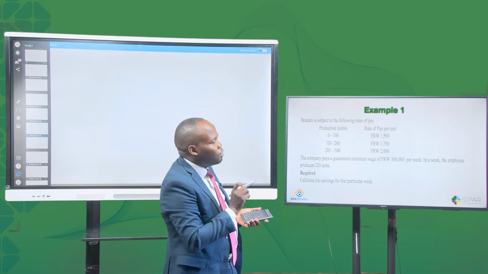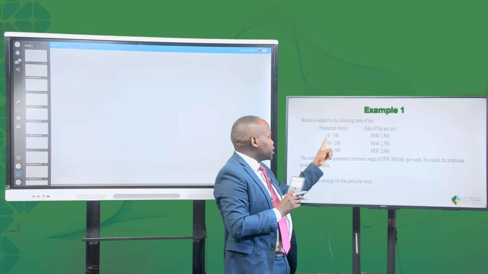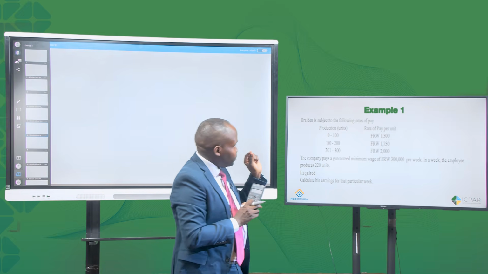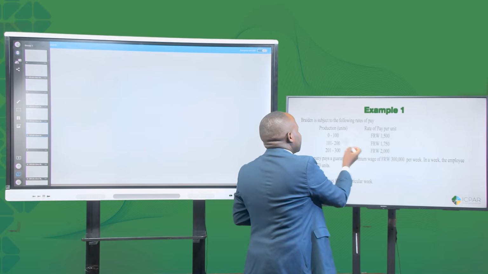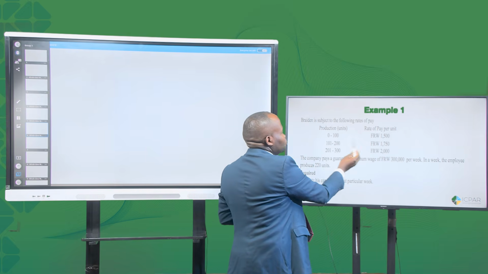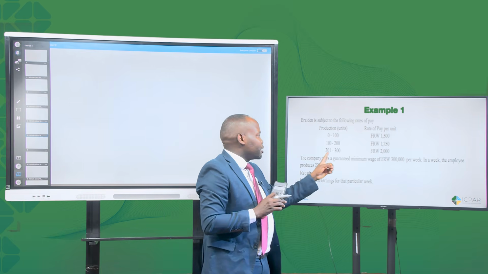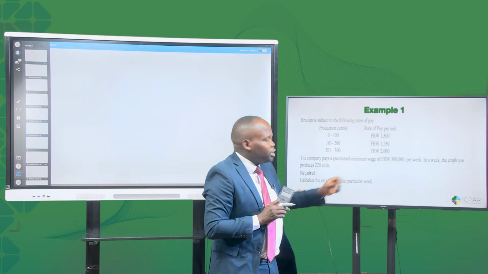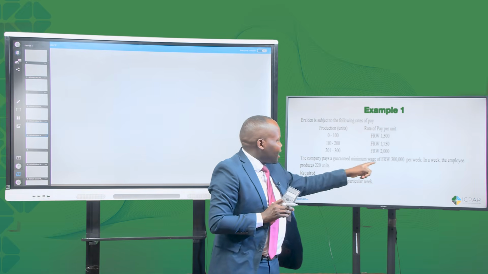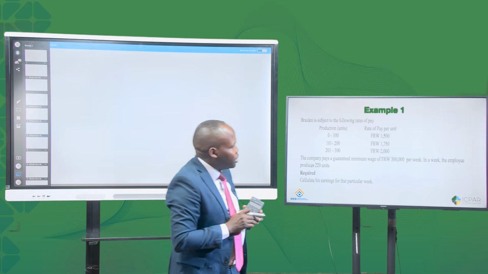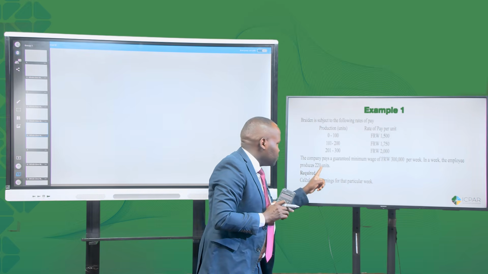Braden is subject to the following rates of pay. When the company produces between 0 and 100 units, they are paid 1,500. Between 101 and 200, they are paid 1,750. Between 201 and 300, they are paid 2,000. And here you are being told the company pays a guaranteed minimum wage of 300,000, and in a week the employee produced 220 units.